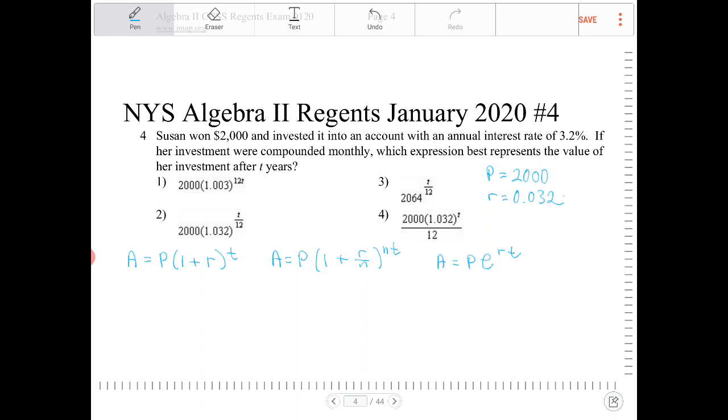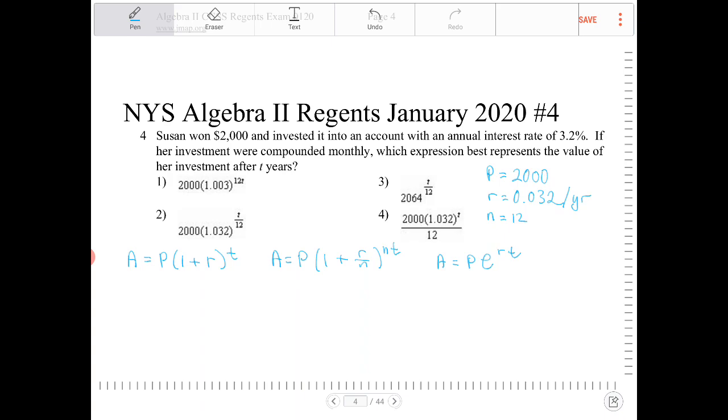Annual interest rate, so it's that per year. And that's important, okay, because then we understand what the unit of time is. The unit of time is going to be in years. If her investment were compounded monthly, so the frequency of compounding, n, is equal to 12, because there are 12 months in a year. Which expression best represents the value of her investment after T years?